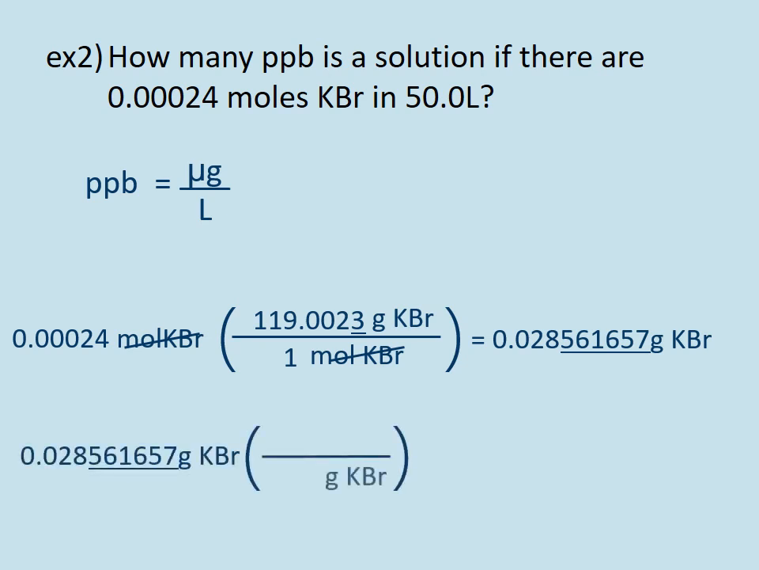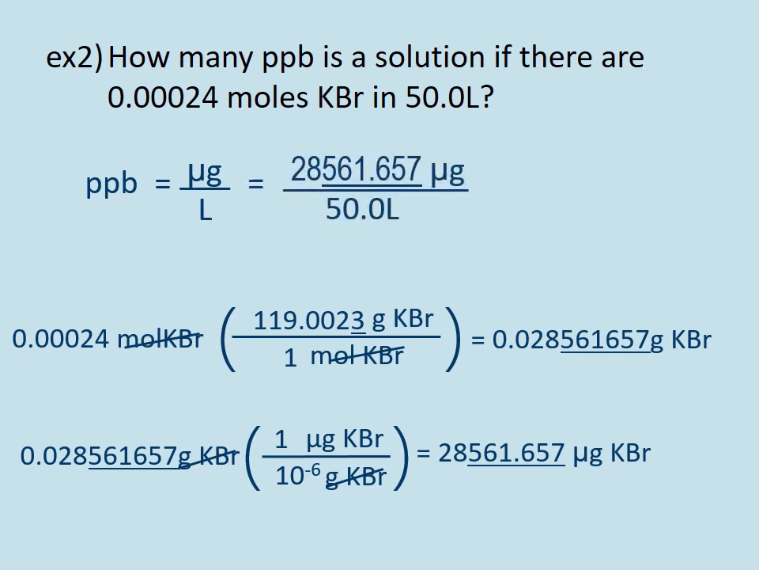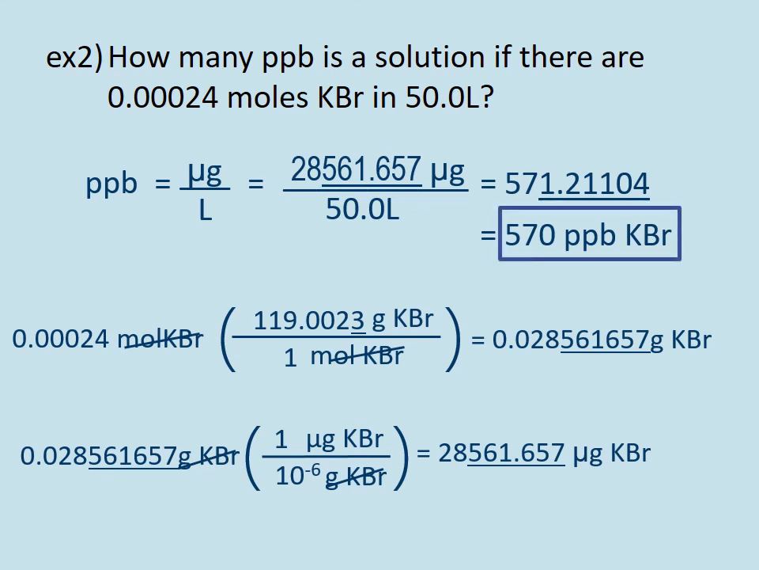So big brackets, grams on the bottom, micrograms on top, and 1 microgram equals 10 to the negative 6. I run that through my calculator, and I have 28,561.657 micrograms of KBr. And that will go in my numerator, and I'm dividing that by 50.0 liters. Run that through my calculator, and I get 571.21104, corrected to 2 significant figures, means the solution is 570 parts per billion KBr.